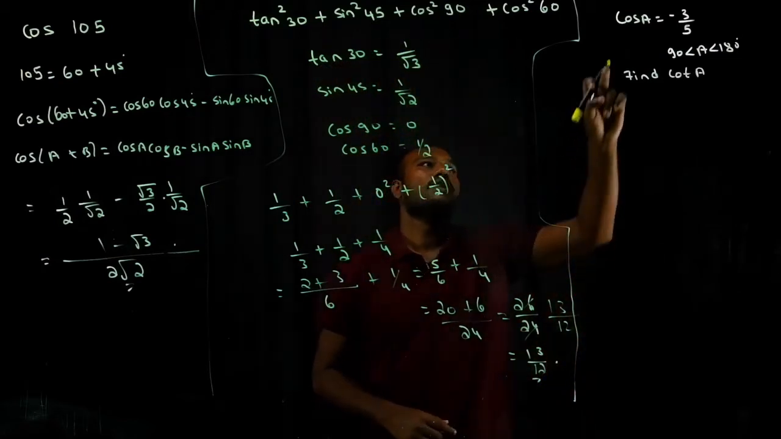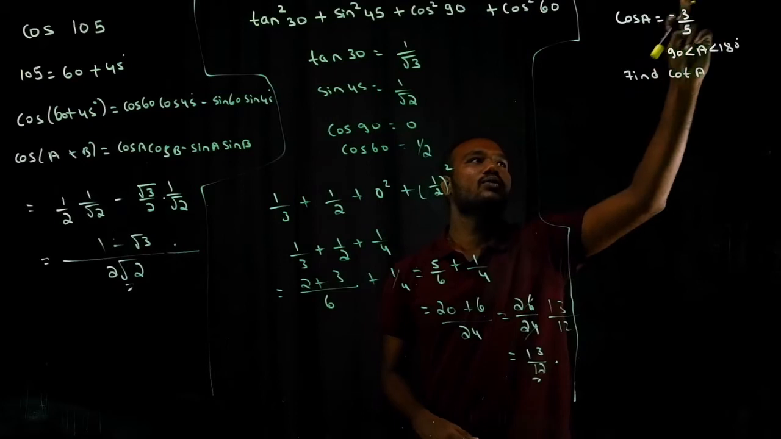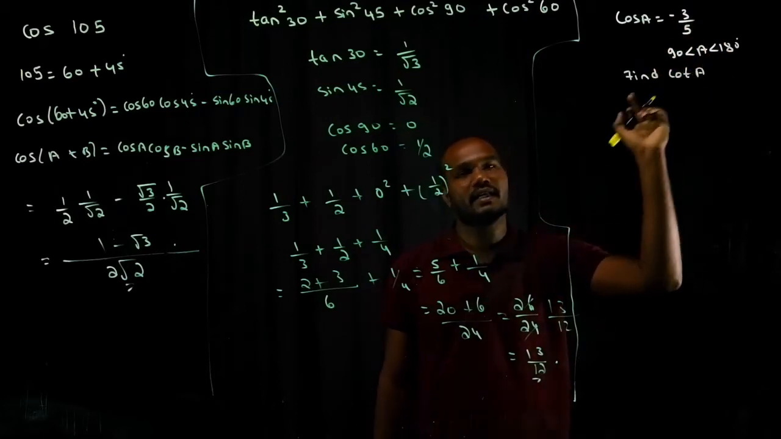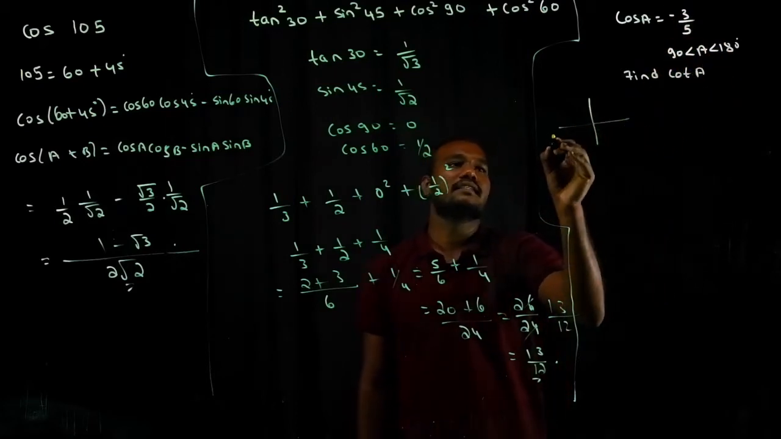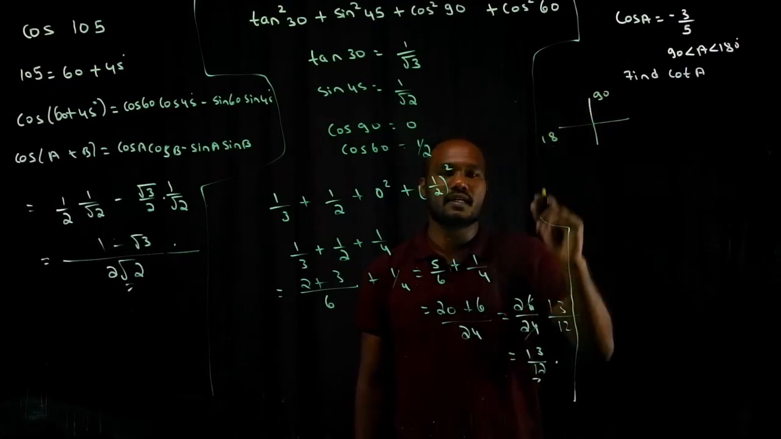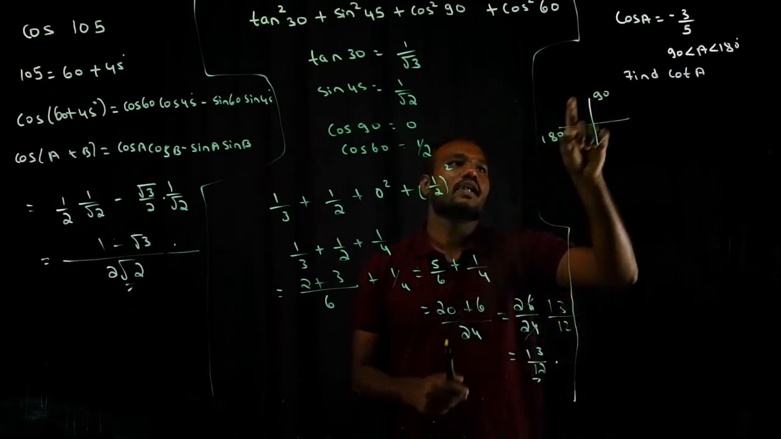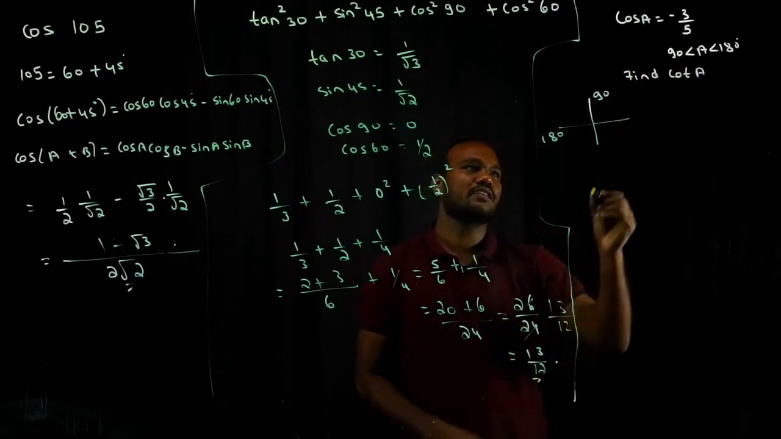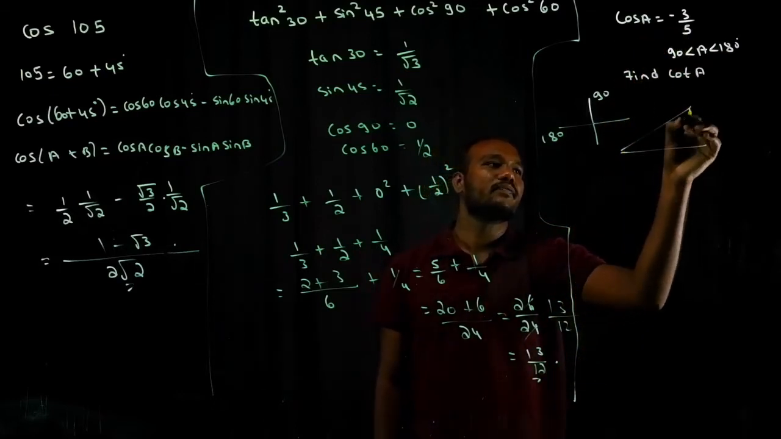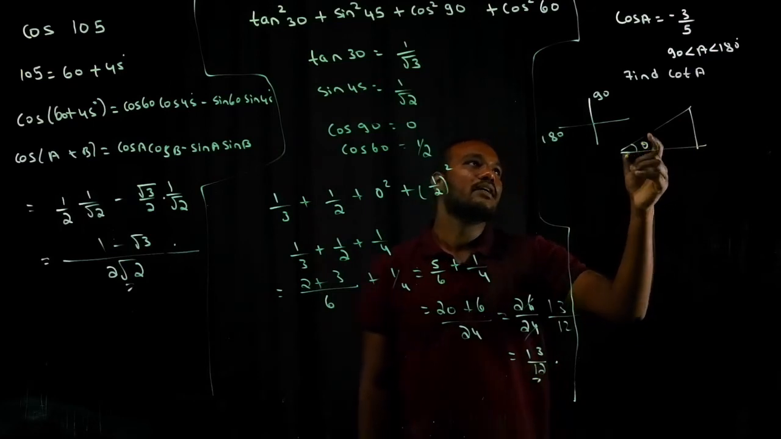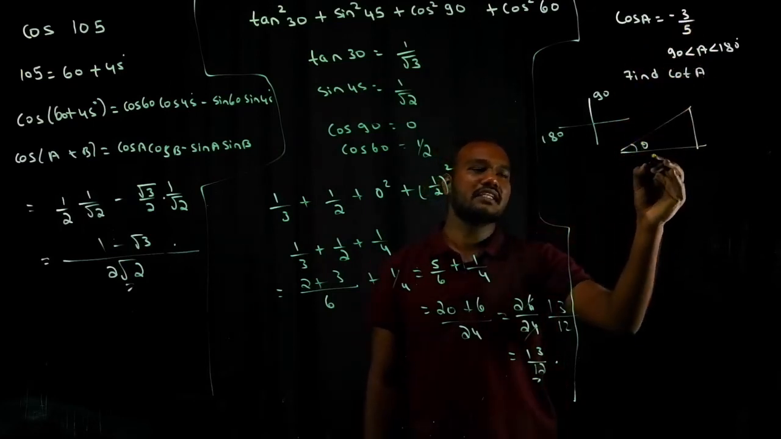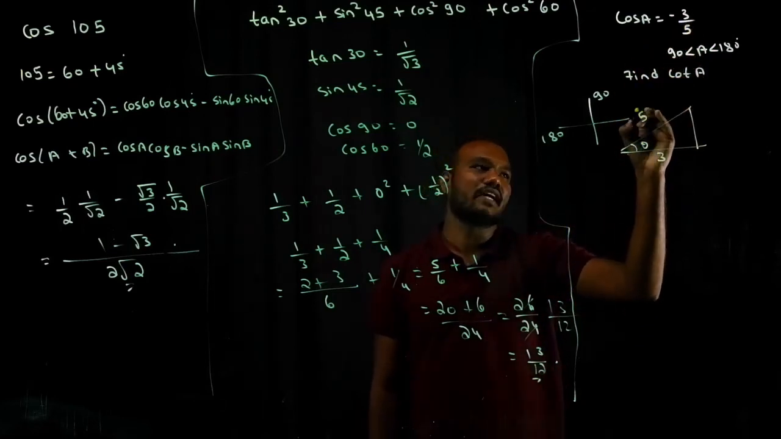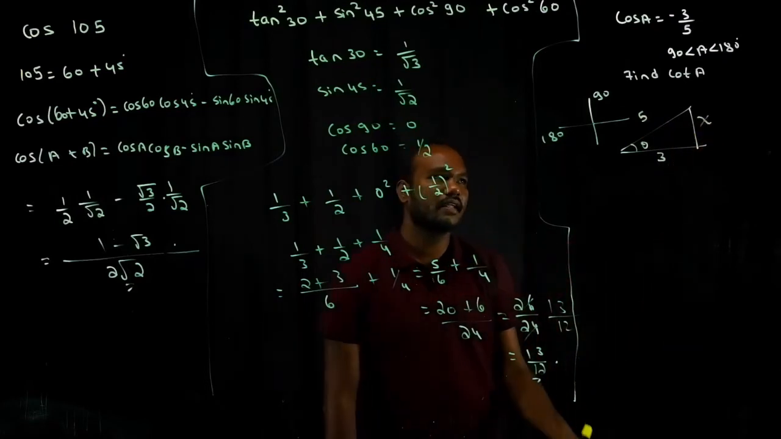Now cos is negative in 90 to 180 degrees. So if I take the quadrant, this is 90 degree, this is 180 degree. So 90 to 180, cos is negative. That's what they have given in the question. So let's take a right angle triangle. If this is theta, this is given adjacent by hypotenuse. That is, this is 3 and this is 5. If I take this as x, how to calculate x?